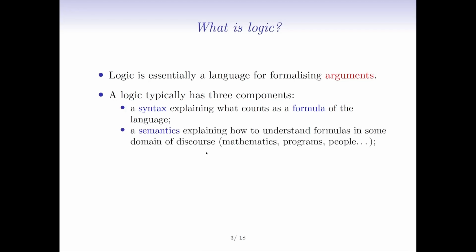Next, we also have a semantics. Of course, a formula or a sentence is, in some sense, just a sequence of symbols written down on a piece of paper. Semantics explains how to read the formulas of a logic, and that's usually relative to some chosen domain of discourse, or if you like, a universe. So we might think that all the formulas refer to mathematical objects such as triangles, or they might refer to computer programs, or they might refer to people and objects in the real world.